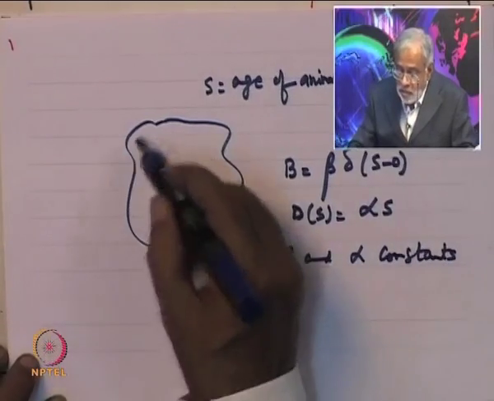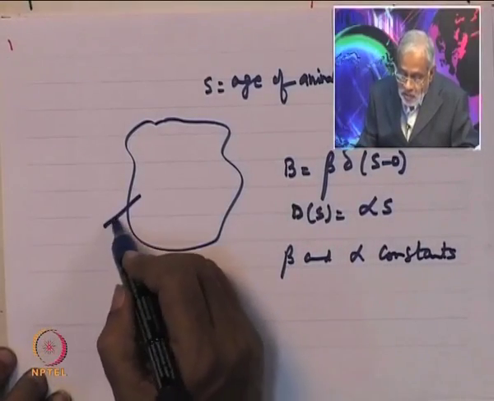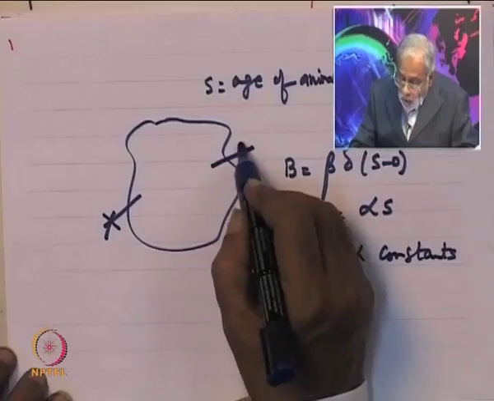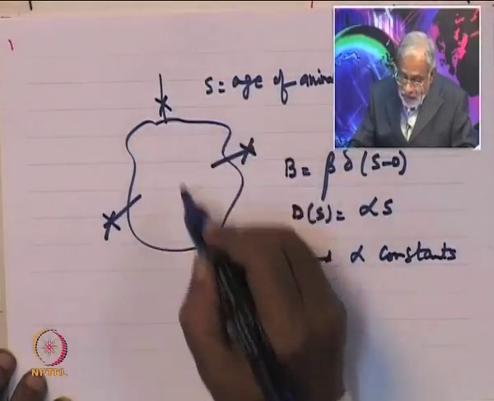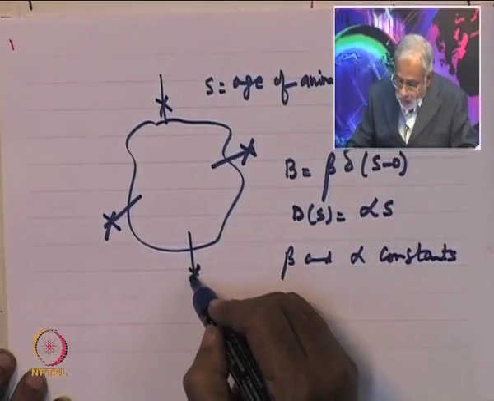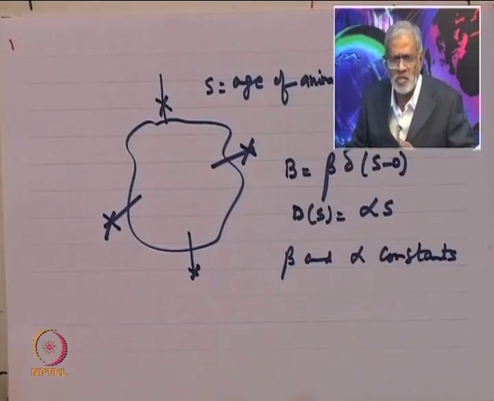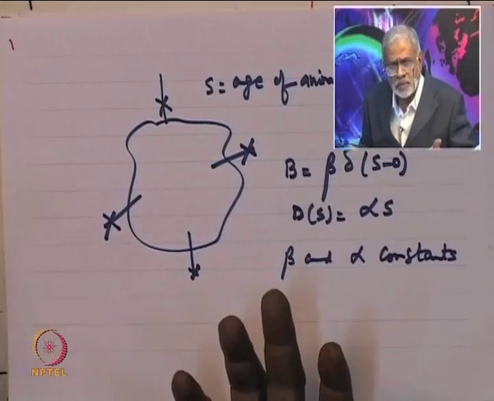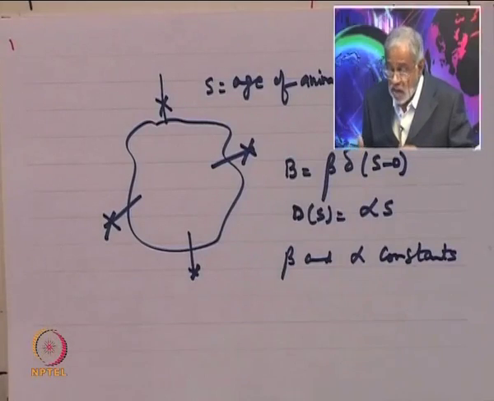So, what has happened? You have a forest where there is no interference, there is no movement out of the forest. There is nothing coming in, there is nothing going out. What we are saying is that it is a closed system, in which animals are born, animals grow, animals die.